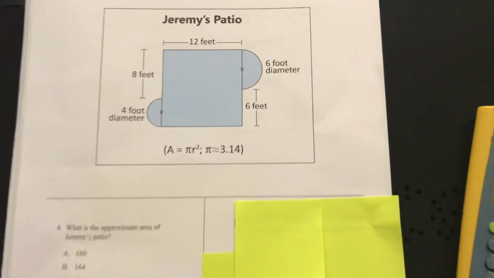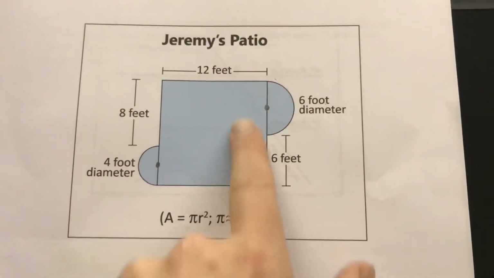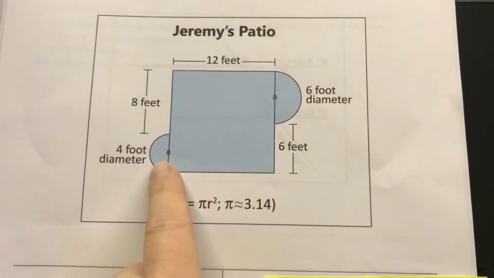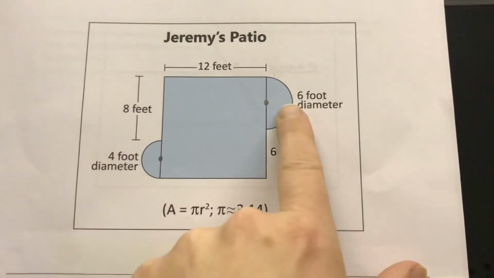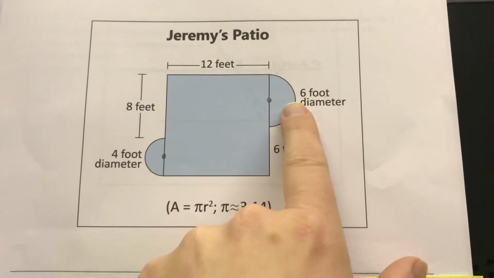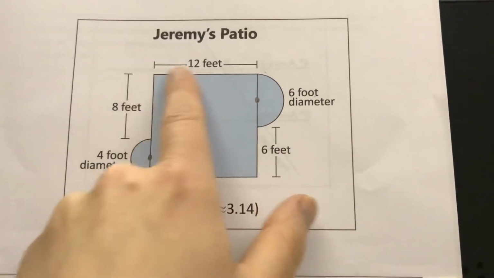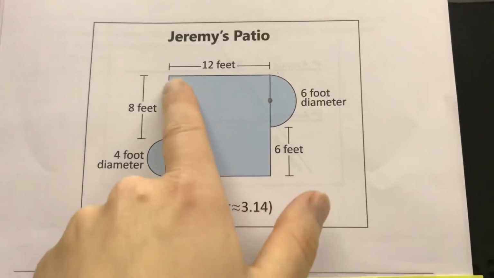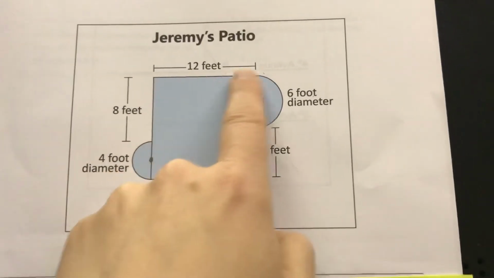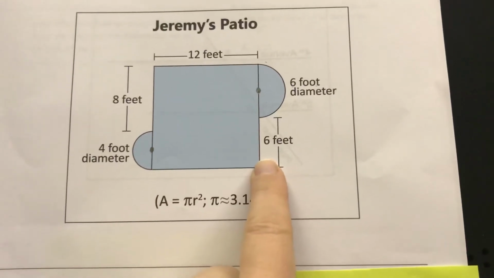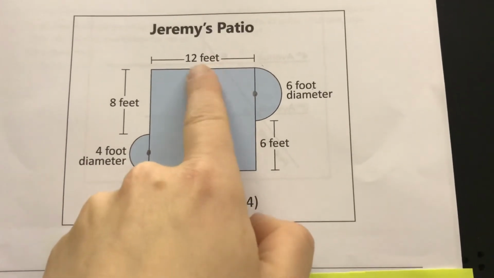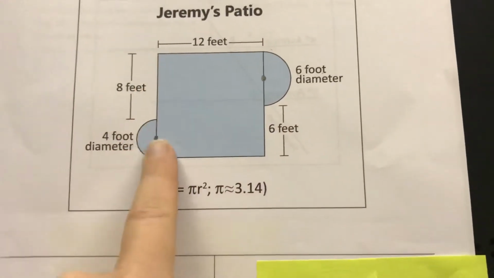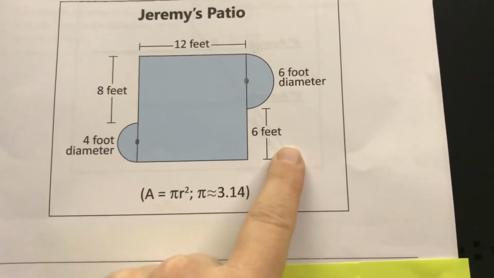Okay, so to answer this question, we need to calculate the area of this rectangle, the area of this half circle, and the area of this other half circle. So to find out the area of a rectangle, or what looks like a square, I know I need to multiply the length times the height. So this one tells me straight away it's 12 feet. Now I can either use these measurements here or these measurements here. I'm going to choose these ones.